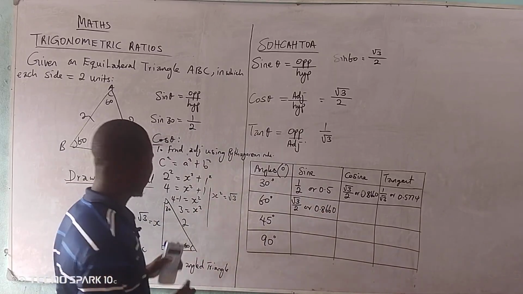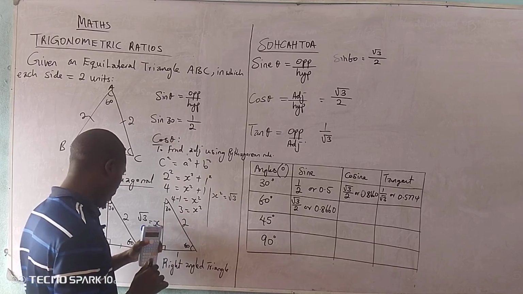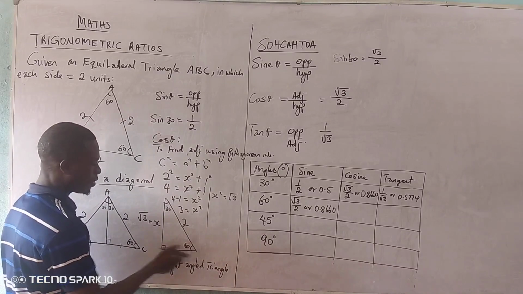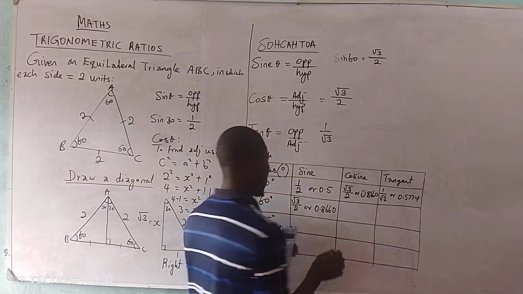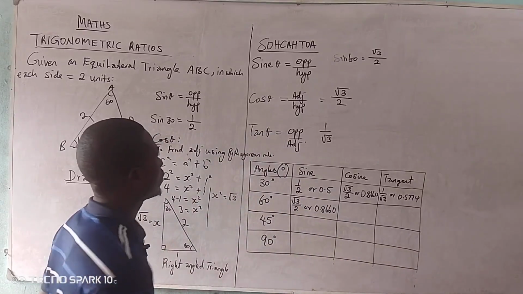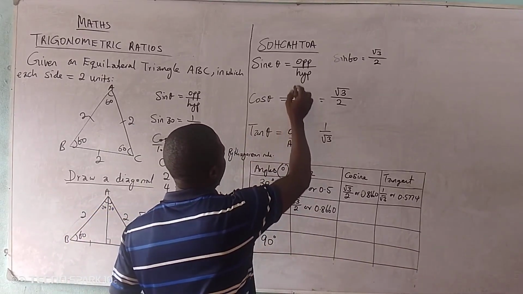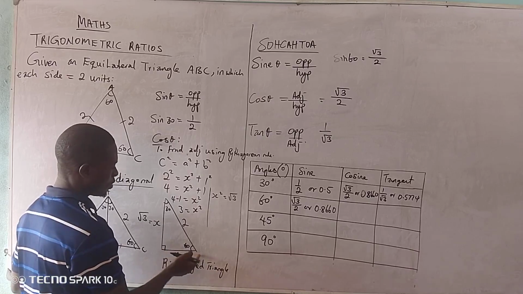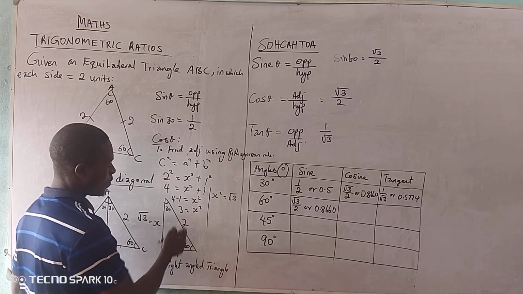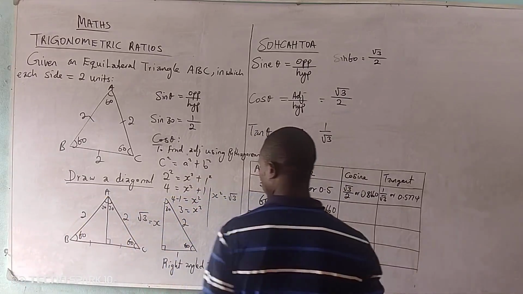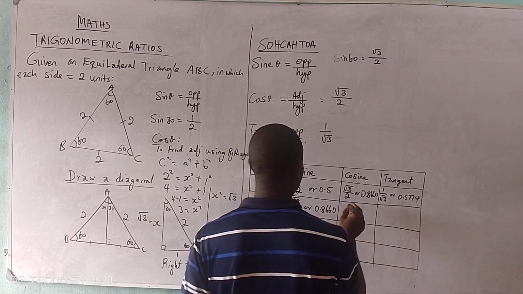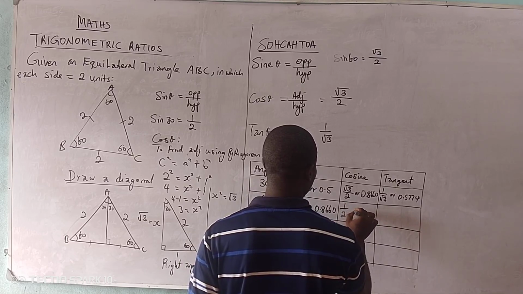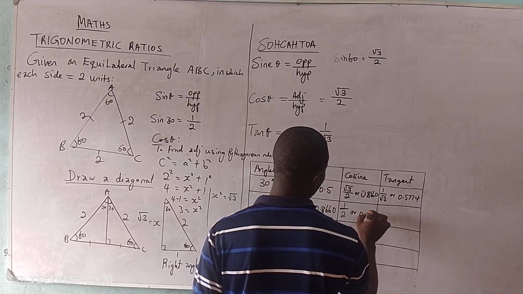Let's find cosine 60 degrees. Cosine equals adjacent over hypotenuse. This is the adjacent and this is the hypotenuse. So cosine 60 is equal to adjacent over hypotenuse. What is adjacent to 60? This is it here. Then hypotenuse is 2. So adjacent to the hypotenuse gives us 1 over 2, which is equal to 0.5.